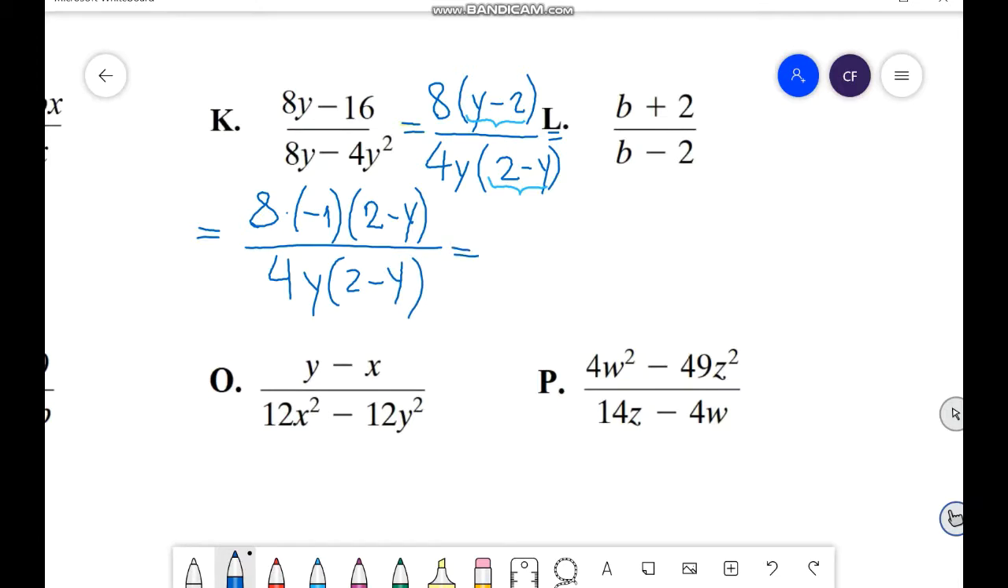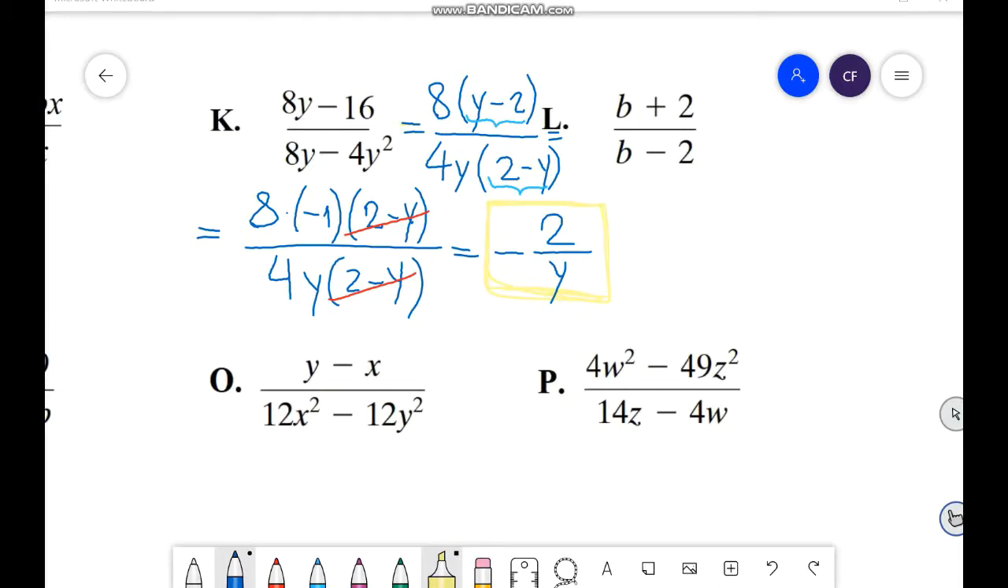Very good! Now I can see very clearly that 2 minus y is the same factor as 2 minus y. You can simplify. 8 times negative 1, negative 8. Negative 8 divided by 4, negative 2. So the answer here is negative 2 over y. Thank you, Kellen.